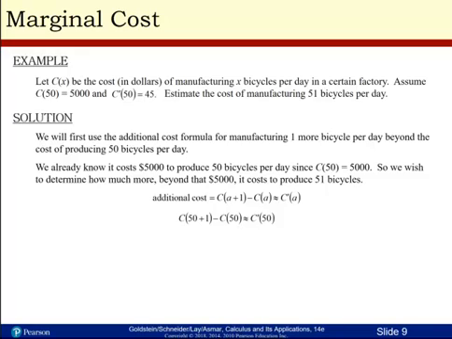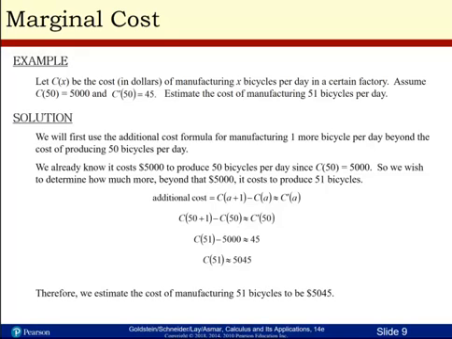So we're just going to plug all of that stuff in. So C of 50 plus 1 minus C of 50 is going to be about equal to the derivative at 50. So C of 51 minus 5,000 is about 45. Solving that for C of 51, we have that C of 51 equals 5,045, just about there somewhere. Therefore, we estimate the cost of manufacturing 51 bicycles to be about $5,045.